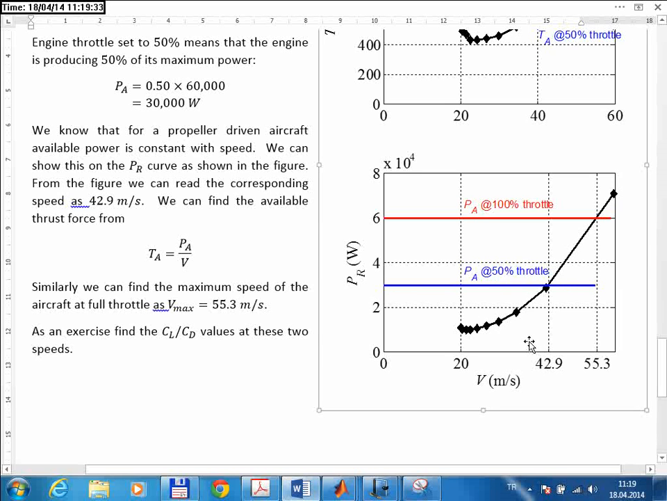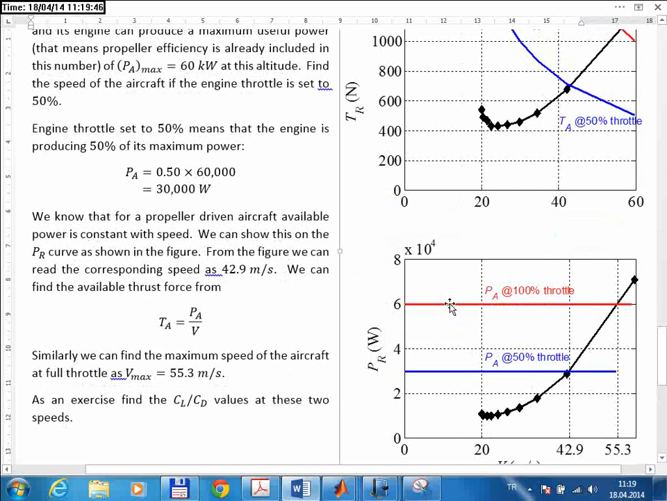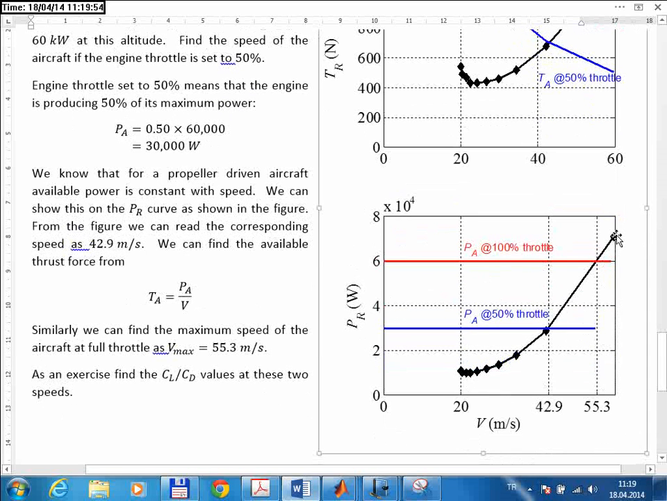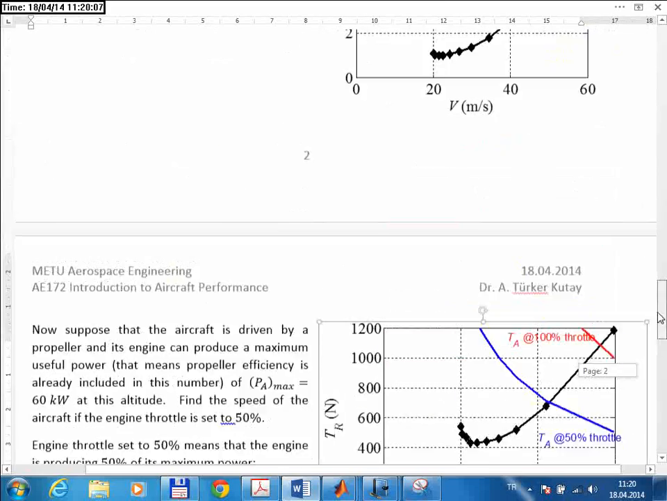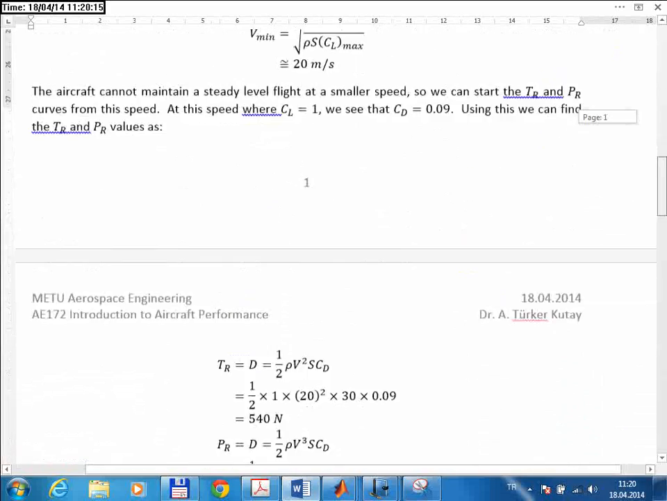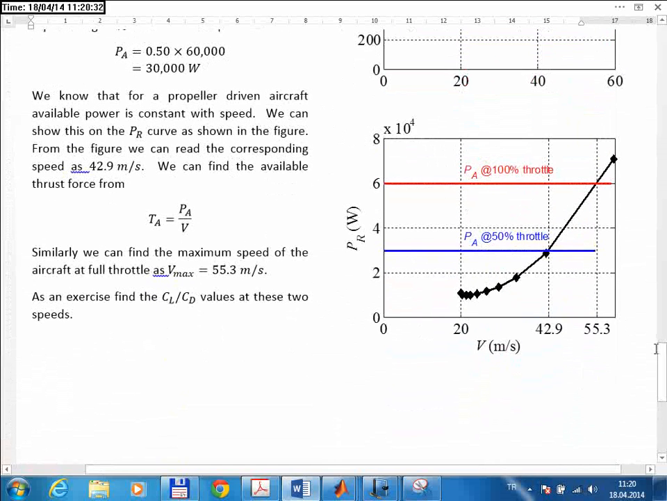If you want to find the maximum speed of the aircraft for that altitude, then you need to use the maximum power from the engine, and the maximum power was 60 kilowatts. And the 60 kilowatts is here. If you look at where that number intersects the power required curve, it intersects at this point, 55.3 meters per second. So we conclude that for this aircraft flying at the altitude where the air density is 1 kilogram per meter cubed, the maximum speed it can reach is 55.3 meters per second. Good. Is this clear?